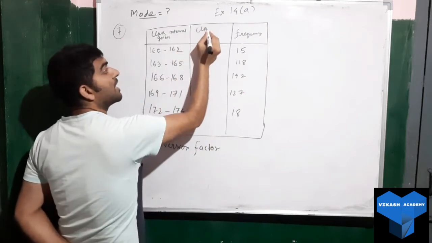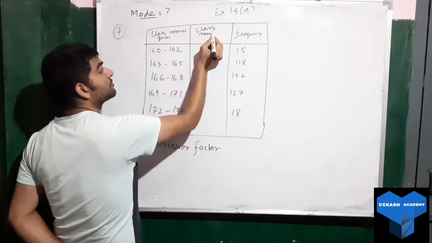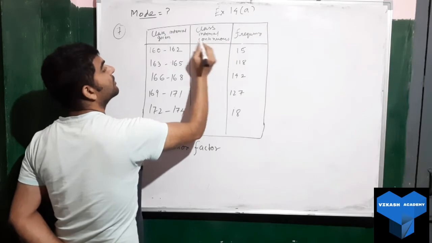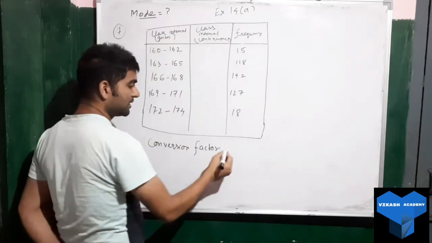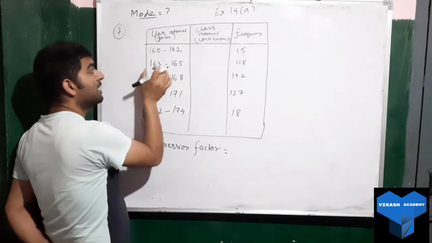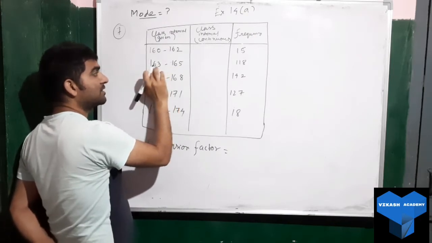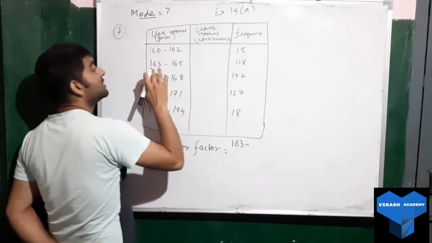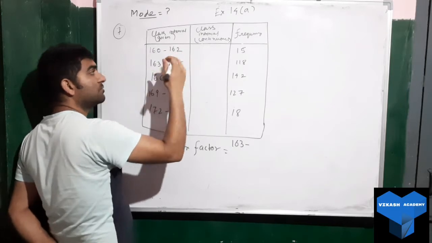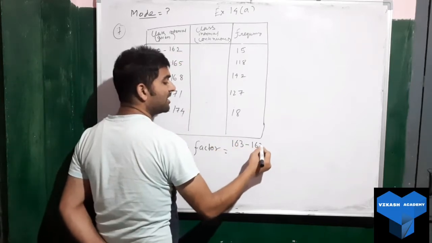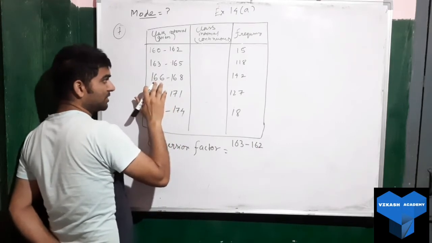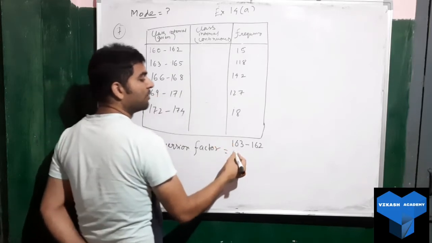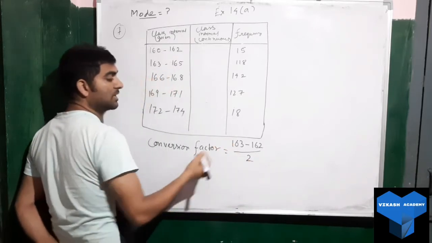So in order to make the class interval continuous, this is given, and we have to make it continuous. How do we do that? For the second class interval, you take the lower limit, 163, minus the upper limit of the previous one, 162. You can always take it like this. You can also take 166 minus 165, or 169 minus 168, divided by 2. Now see how much you will get.